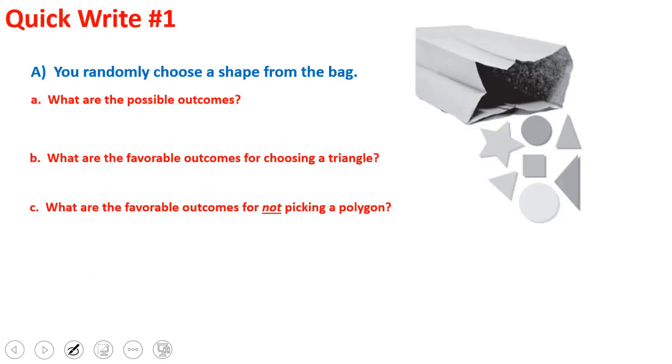Ladies and gentlemen, our first quick write. You randomly choose a shape from the bag. Take a close look at this bag. You might want to pause as you're answering these questions and use it. So you have 3 parts for A. What are the possible outcomes? What are the favorable outcomes of choosing a triangle? And what are the favorable outcomes of not picking a polygon? All right? So I guess that means you need to know what a polygon is.